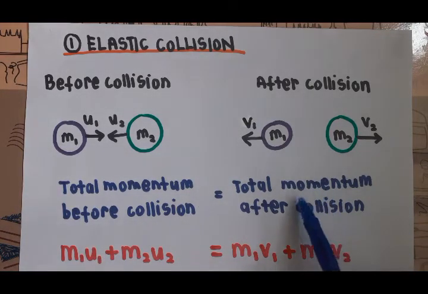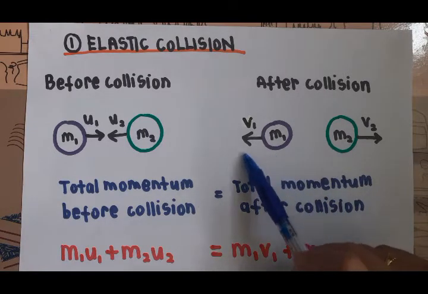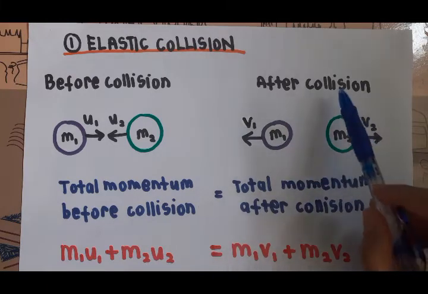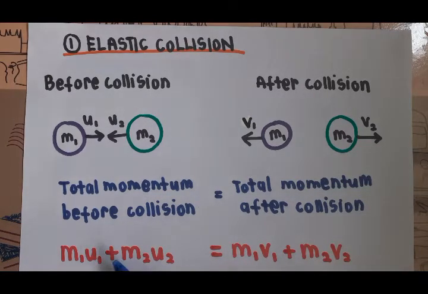Same goes for after collision. So how to calculate total momentum after collision? We need to find the momentum for the first object plus the momentum for the second object after collision. That's why m1v1 plus m2v2. So the final formula for elastic collision is m1u1 + m2u2 = m1v1 + m2v2.